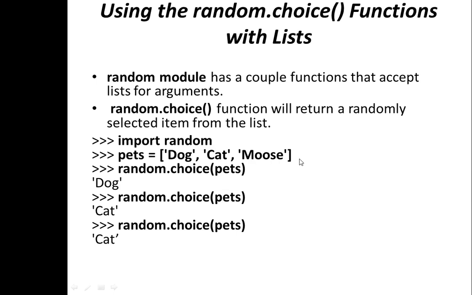Now suppose I have created a list called pets, which has three values: dog, cat and mouse. When I say random.choice, the choice function will return a randomly selected item from the list. It will choose one item from dog, cat, mouse, and just display that. Remember, it randomly takes an item. That's why for each execution you may see different values. First execution maybe I will get dog, next execution maybe cat, again maybe I will get the same thing back. So it's a randomly generated value.